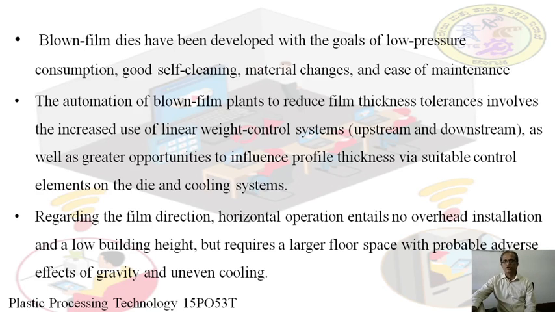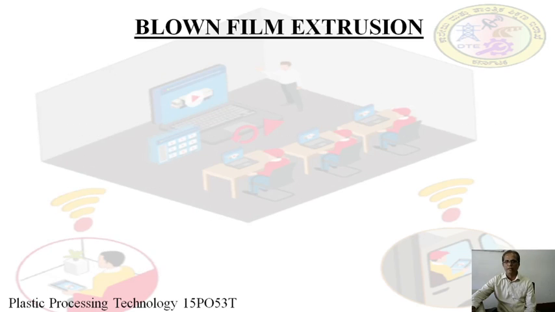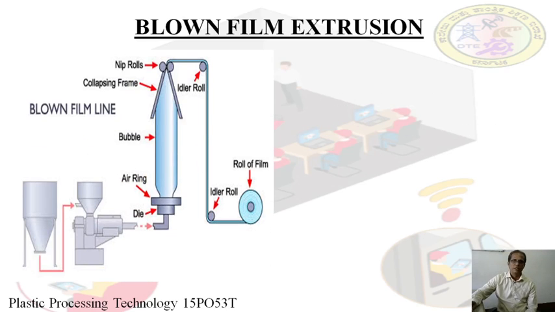Regarding the film direction, horizontal operation entails no overhead installation and low building height, but requires larger floor space, with the probable adverse effect of gravity and uneven cooling. Here you can see a diagram of blown film extrusion.